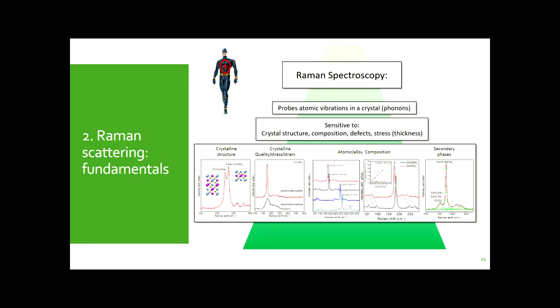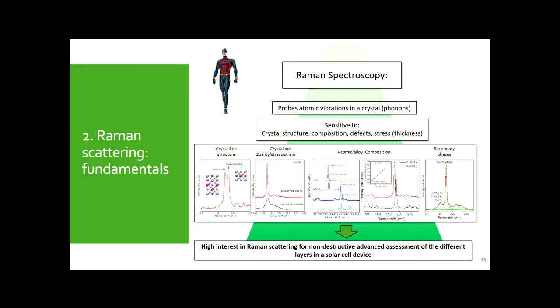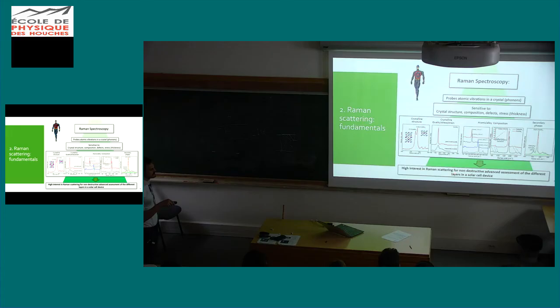So basically, with Raman spectroscopy, we get information about atomic vibrations in a crystal, and it is sensitive to crystal structure, composition, and even defects. I will show you that we can even use it to detect some types of defects, and stresses. The high interest in Raman is for non-destructive advanced assessment of the different layers in a solar cell device, because all of this is very relevant for the different layers we are using in a solar cell device.